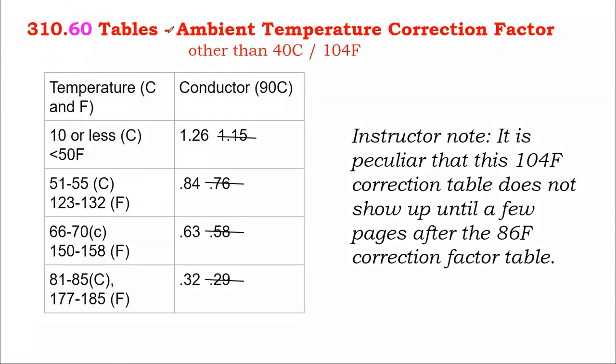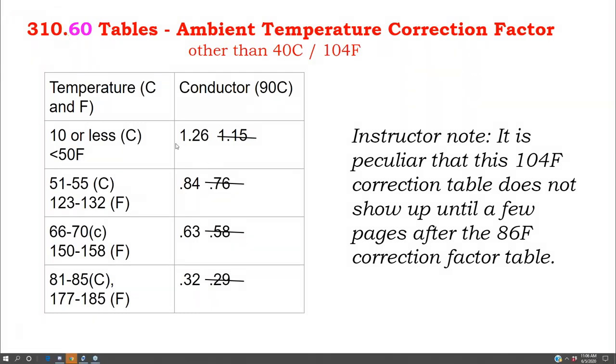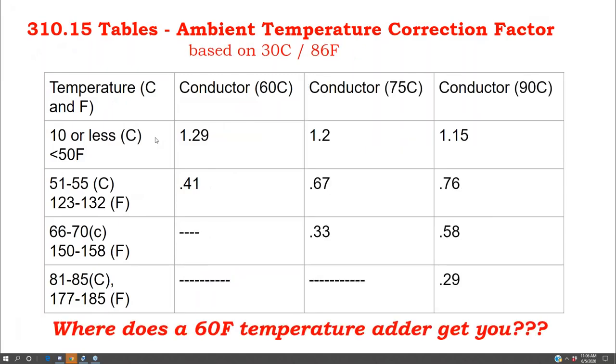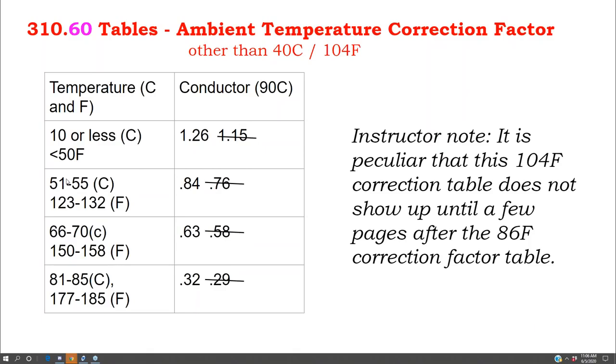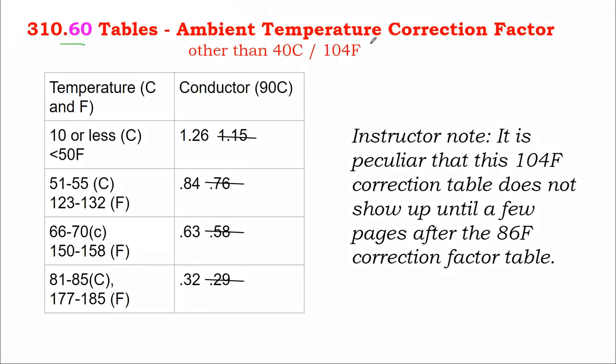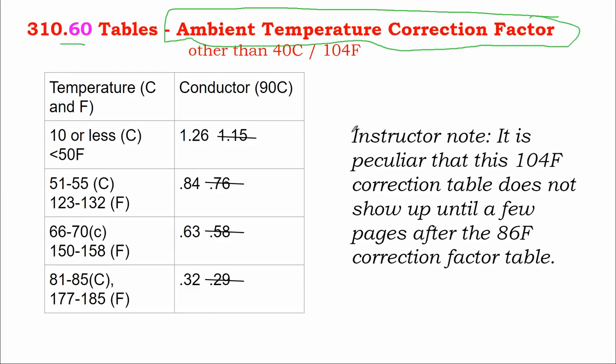So here we have a different table, and this is much further along in this same section 310 of code. We see this ampacity table at 310.15, then a couple pages later at 310.60, the same ambient temperature correction factor chart, except it's done at 104 degrees rather than 86 degrees. Like, I have deja vu or something. I thought I just saw that. Well, it's the same chart.